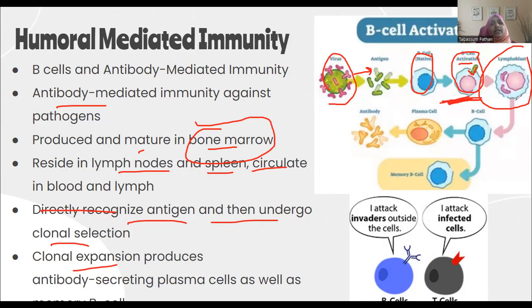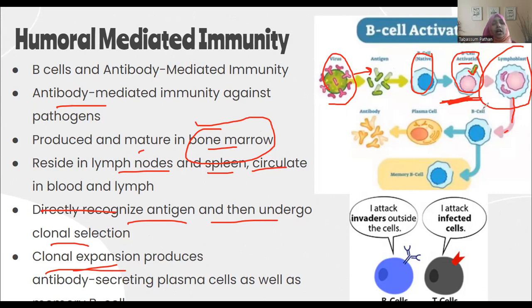For example, here in this case, lymphoblast. Now, lymphoblast is the selected clonal cell which will fight this antigen of this virus. Once the clonal selection happens, clonal expansion will take place. Expansion means this immune cell, lymphoblast, will undergo division and differentiation into two types of cells.